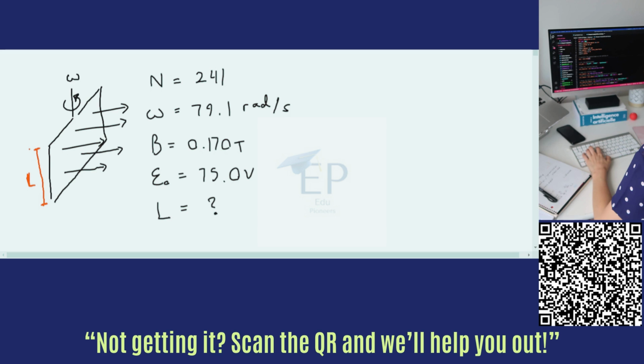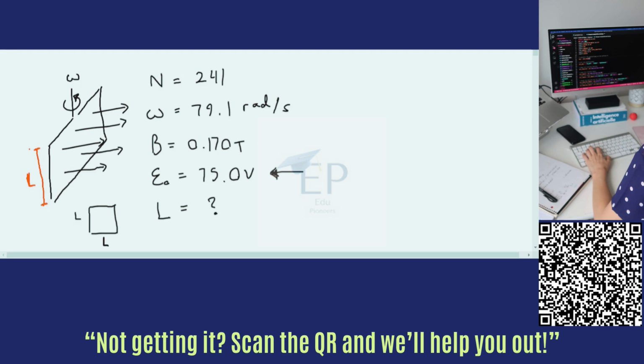We want to figure out what the side length of one of our loops would have to be in order for us to get this maximum EMF right here. So we're assuming that this thing is square. So if we looked at it from the side view, it's square.